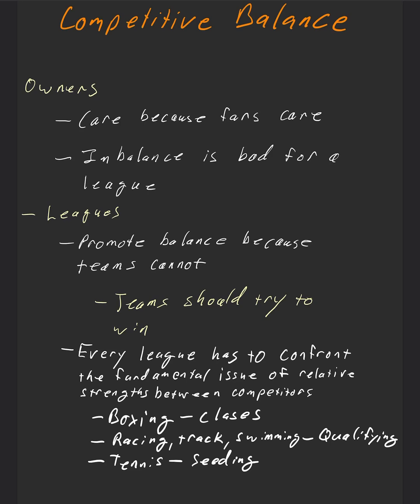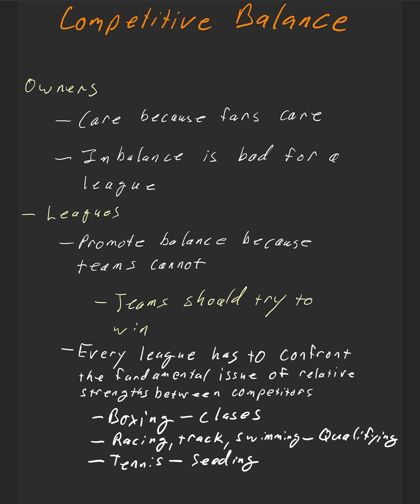Now, maybe a few owners might, but as a general rule, owners want to win and they want to have a successful team. So what the leagues do is they come along and they promote the balance, because teams cannot promote competitive balance. What we want is for teams to be attempting to win and for leagues to be attempting to make competitive balance as good as it can, within reason while maintaining the integrity of the game. So every league has to confront the fundamental issue of the relative strengths between competitors.